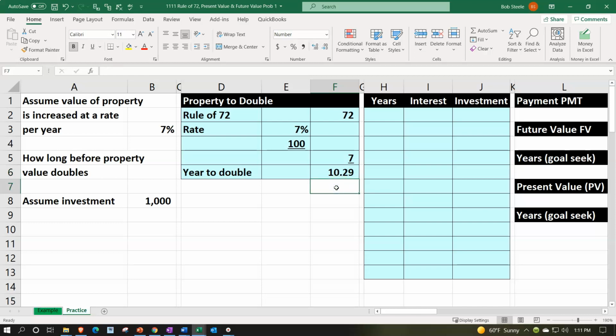So we're going to say, okay, it'll double in 10.29 years. That's when we would expect this to be 2,000. If our investment was 1,000, we would expect it to be 2,000. So we can do that. That's a great little rule, but it's kind of abstract and it's obviously somewhat restricted to this idea of when something will double. So it's nice to know the actual valuation behind it as well.